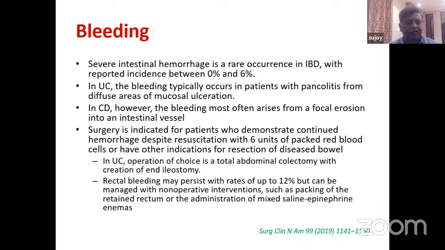You can actually either do a total abdominal proctocolectomy with a permanent ileostomy, removing the rectum totally so that bleeding is not an issue. But in many instances, we can get away with a subtotal colectomy, which is usually done. But 12% of these patients will continue to bleed from the rectal pouch. And in them, it has been seen that packing of the retained rectum, administration of mixed saline epinephrine enemas often is able to control the bleeding. And in these patients, then at a later stage, it can be converted to the staged ulcerative colitis procedure that we routinely do for most of these patients subsequently.